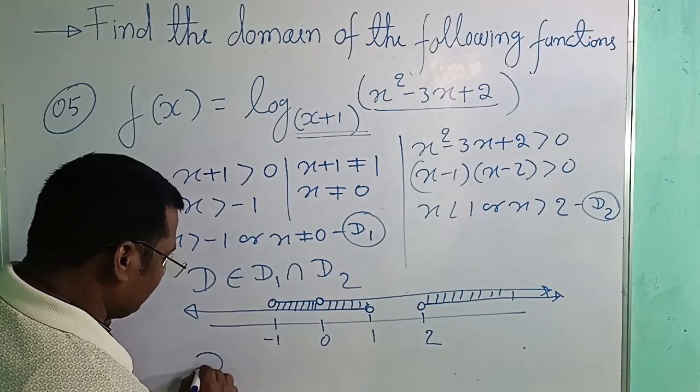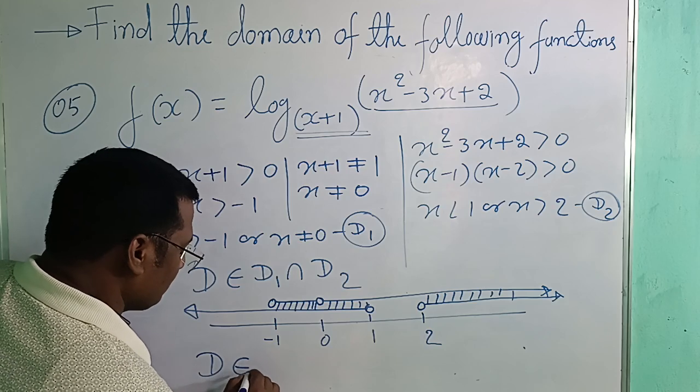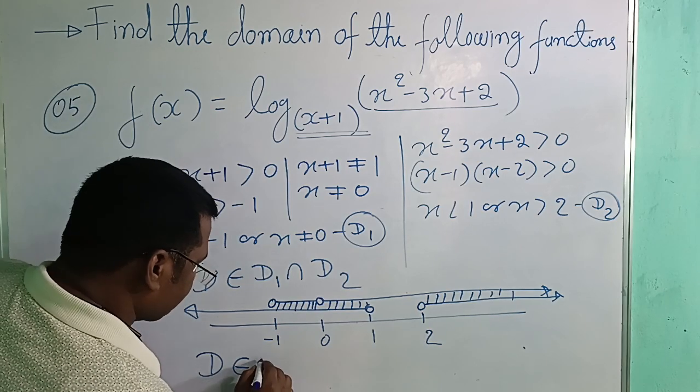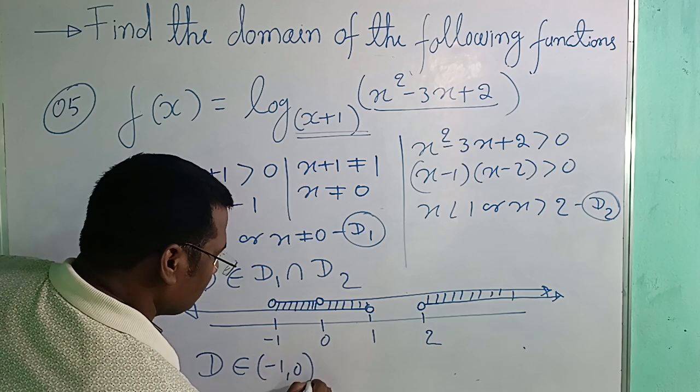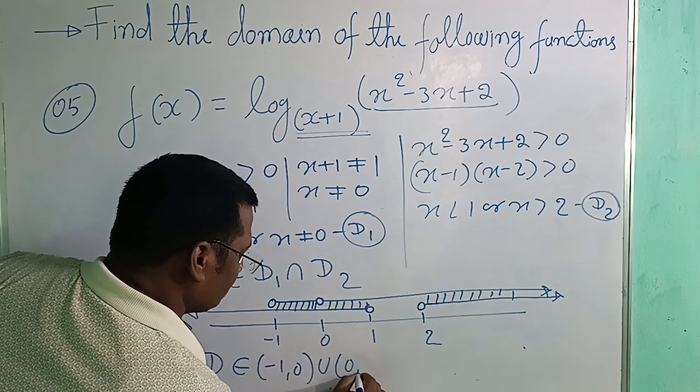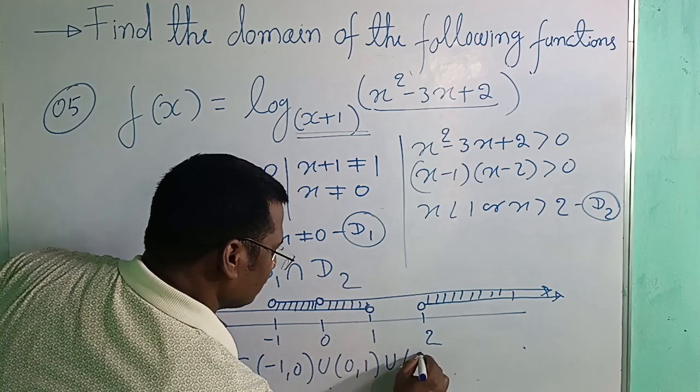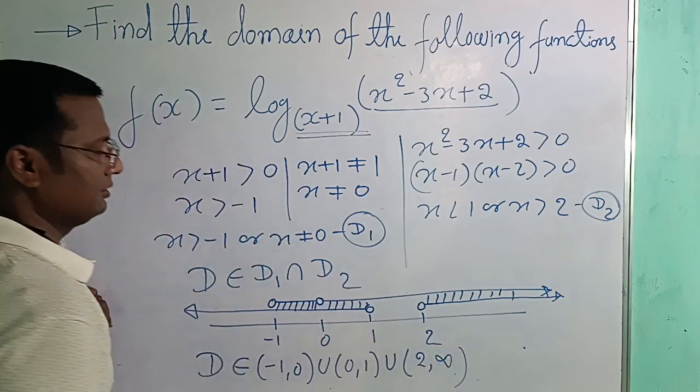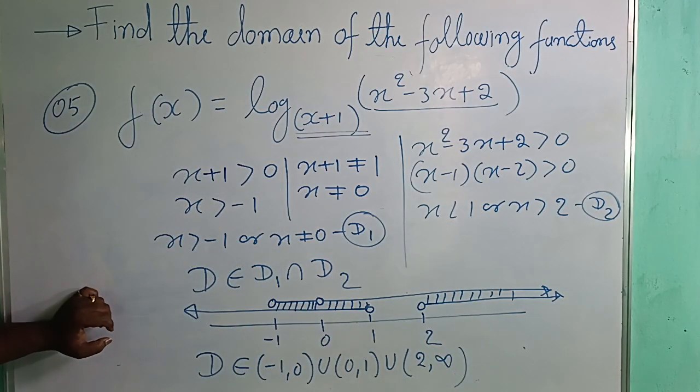So you can write this: D belongs to (minus 1, 0) union (0, 1) union (2, infinity). This is your answer. Okay, any problem?